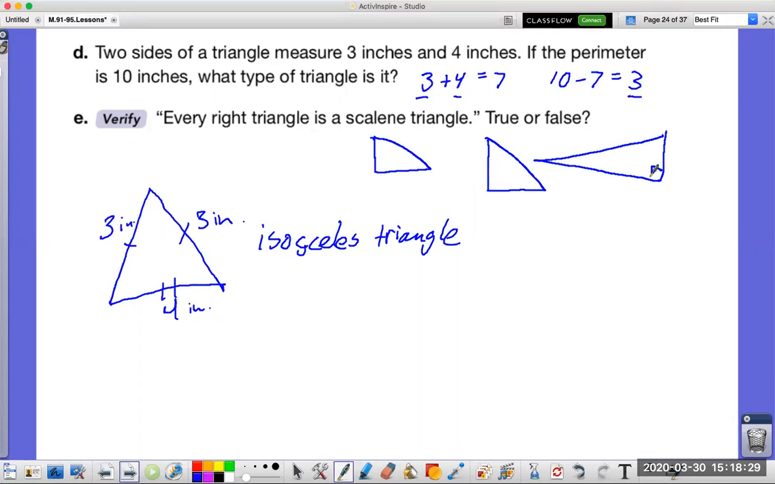And this would be the right angle here. This would be the right angle here. This is the right angle on this one. Every right triangle is a scalene triangle. What does it take to be a right triangle again? It had to have one angle equal to 90 degrees. So there's an angle in each one of those that has 90 degrees.